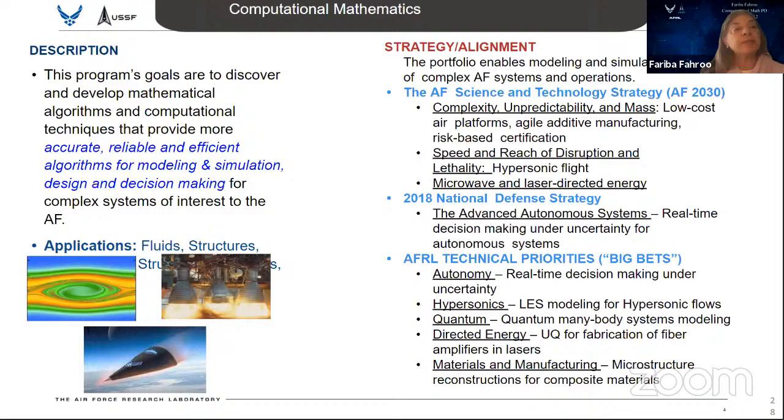So if you look at the mission of the program, it's very similar to what Oscar does. It is to develop algorithms that are accurate, reliable, efficient for modeling, simulation, design, and decision making. This foray from just forward modeling to design and decision making is something that has been more recent, and I worked closely with Steve on uncertainty quantification, design under uncertainty, and lately also decision making.